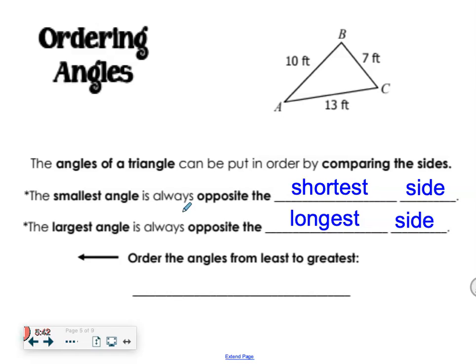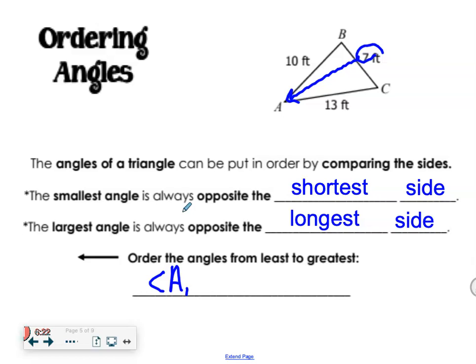So, we can arrange our angles and sides in order based on what they're across from. Your smallest angle is always opposite the shortest side, and your largest angle is always opposite the longest side. Which kind of makes sense, right? Because if it has to open larger for a larger side, the angle's going to open wider. So if I wanted to list our angles from smallest to biggest, what's your smallest side here? BC, right? So what angle's across? Angle A. That's your smallest angle.